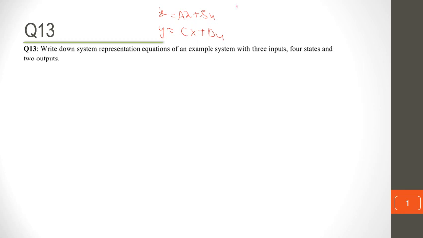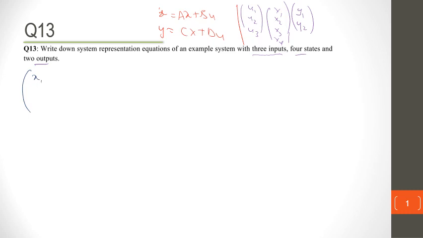Now looking at the question in front of us, we see that we need a system with 3 inputs, which means we have u1, u2, u3, 4 states x1, x2, x3, x4, and then we have 2 outputs, which means we have y1, y2. Now we can start to write our state differential equation in state space.